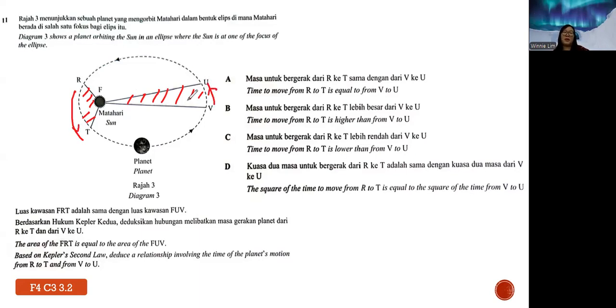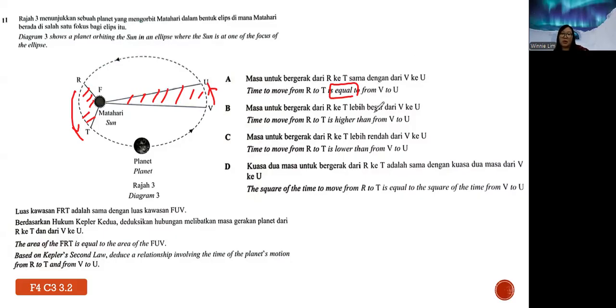So for information, based on Kepler's second law, it states that equal areas are swept in equal times. So basically, the area covered is the same, so the time taken for the object to move from R to T should be the same as V to U. So the times are equal. Indeed, the answer seems to be A.